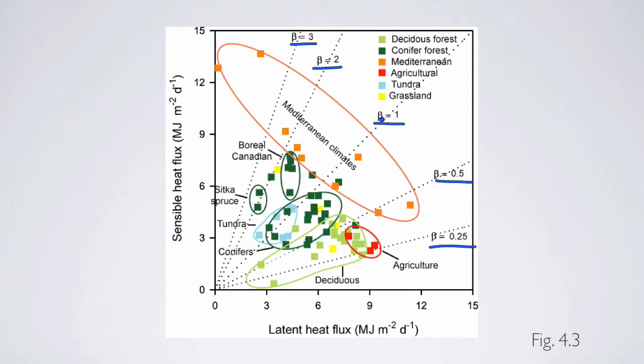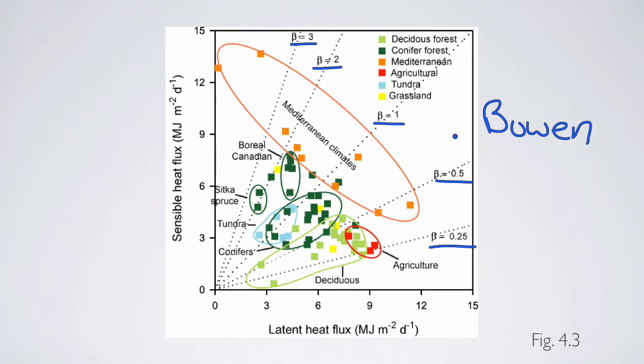Right here we had this beta equal to 1, and that means you have equal sensible to latent heat flux, 3 and 3, 6 and 6, 9 and 9. And this beta is known as your Bowen ratio.